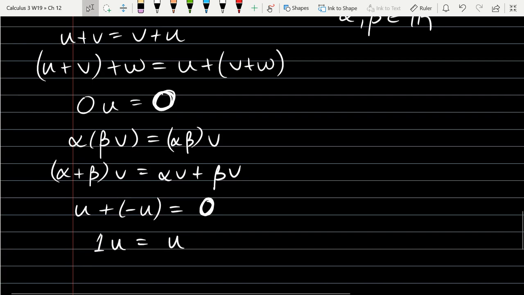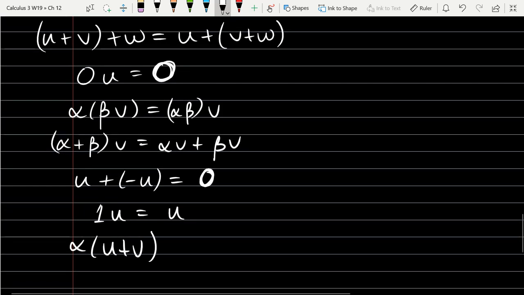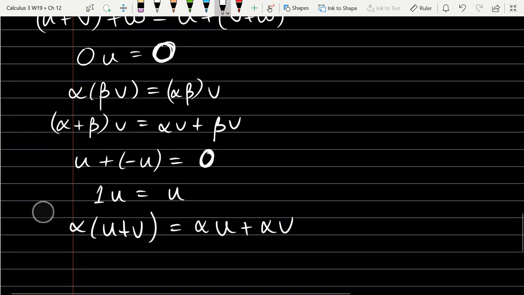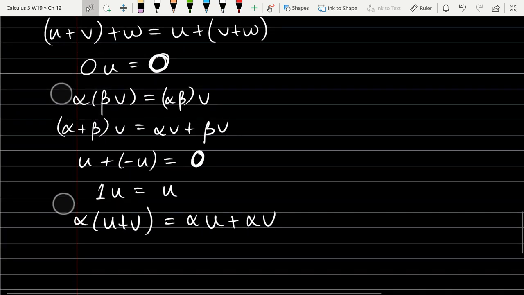And there is a second way to distribute. If you take a scalar times the sum of two vectors, that's equal to alpha u plus alpha v. So two ways you can distribute. They look identical. They're just the role of the scalars and vectors switches. These are all of our algebraic properties here.